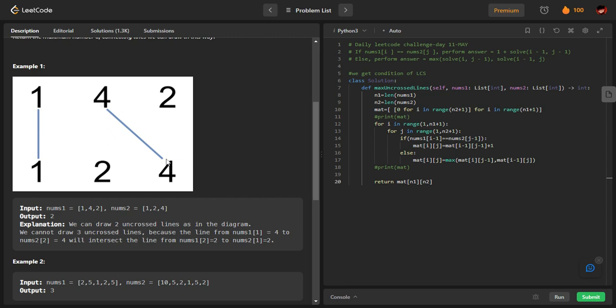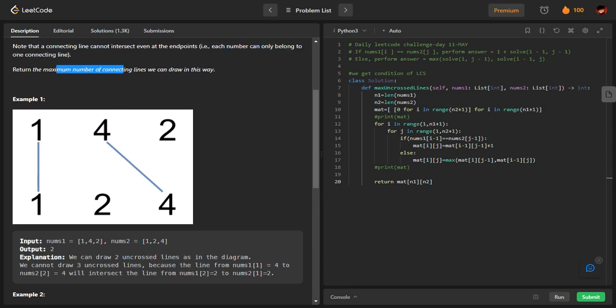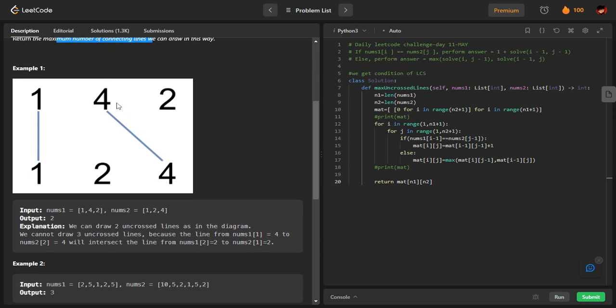For example, this 4 is coming in the path of these two that want to connect, so it's obstructing them. We have to maximize the number, right? That's what the question is, the maximum number of connecting lines. So the safest way to do it is to start from either end, either the start or the other end. If we connect the last two elements and they match, then that is the best option possible. We can just ignore them after that once they match, and we can focus on the rest of the array.